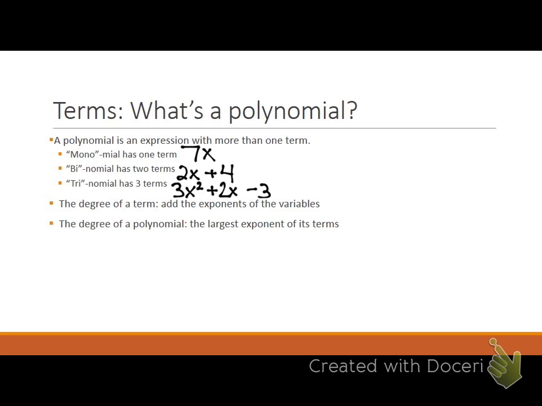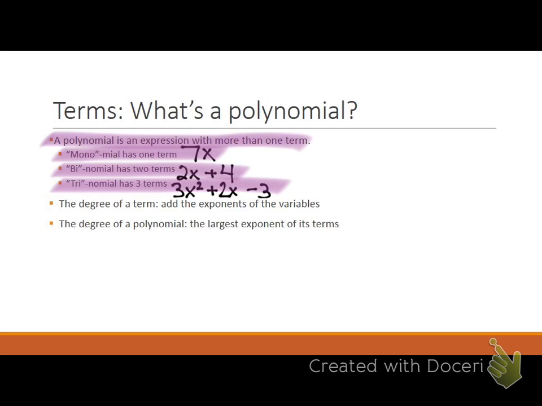All right? And then the degrees of the terms we'll talk more about in a minute. But to find the degree of a term, we would add the exponents of the variables in that term, even if the variables are different. So you don't have to write these down just yet. We'll go over those in a minute. Just for now, on this slide, you need to write down a polynomial is an expression with more than one term, and you need to write down monomial, binomial, and trinomial, and the examples.